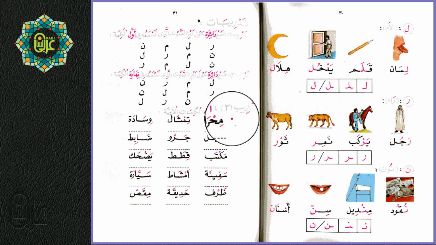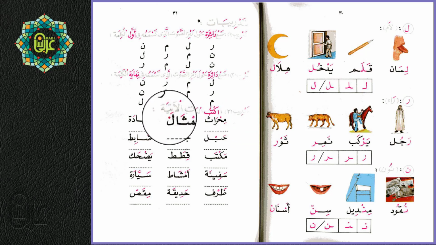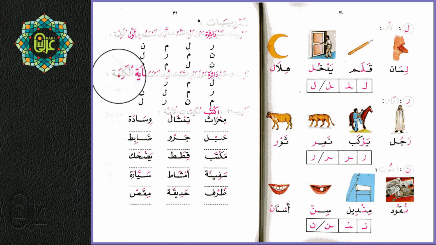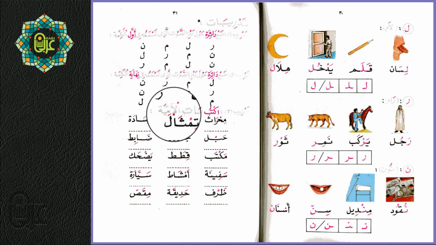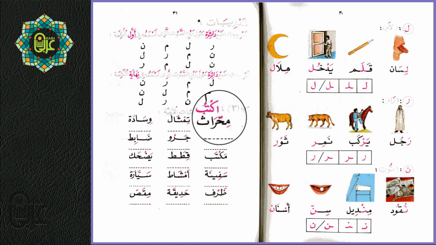تدريب ثلاثة: اكتب الكلمات الآتية. كلمة is word, كلمات words, الكلمات الآتية, the following. Of course you don't need to write them but I will read them and you try to guess the meaning.